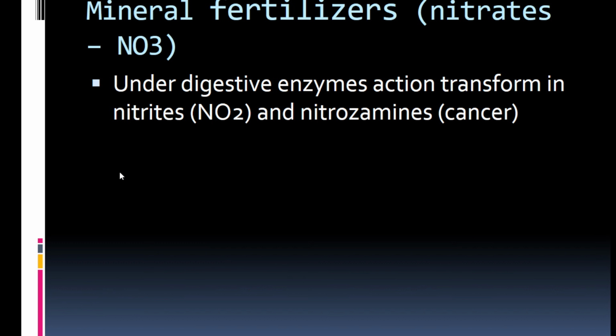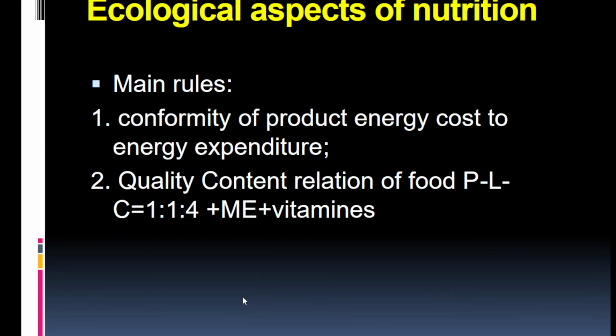In agriculture, besides organic substances, pesticides for example, we use mineral fertilizers, for example, oxides of nitrogen. And under the action of digestive enzymes, these nitrates transform into nitrites and nitrosamines, which have a cancer-causing action on the digestive system and on other systems of our organism after these substances come to the blood.